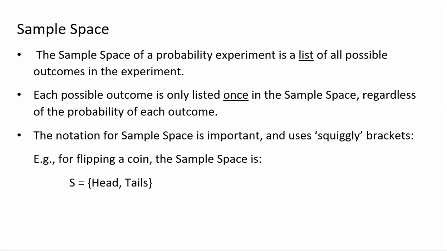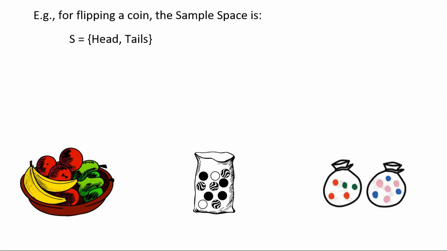When we're writing sample space, the notation is really important. We use squiggly brackets. So if we were to look at, for example, flipping a coin, when we wrote the sample space for that, we would use capital S for sample space equals squiggly bracket. We list all the possible options, in this case heads or tails for flipping a coin, and we close with another squiggly bracket. Let's look at some examples of this.